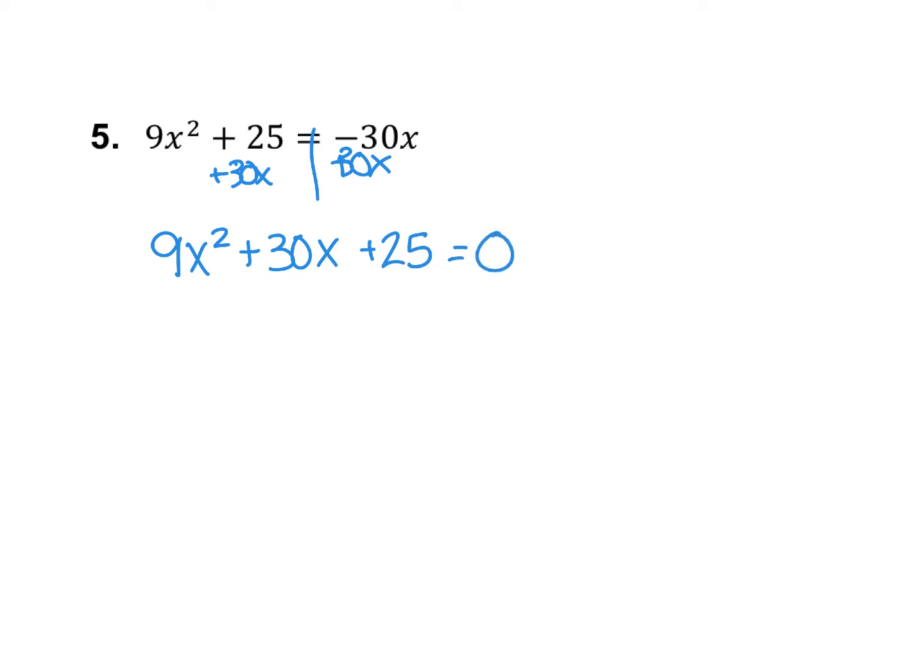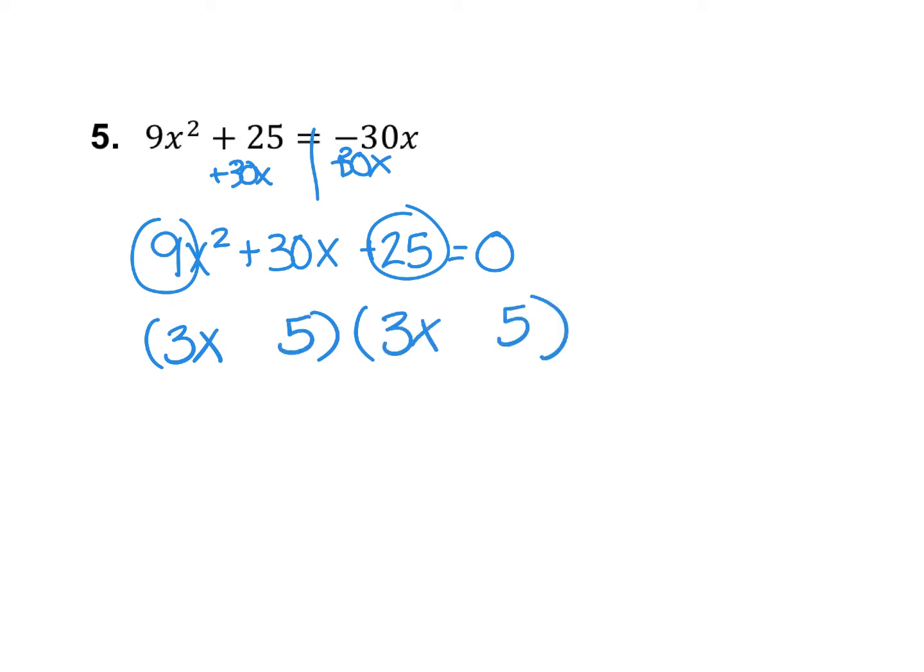Now notice this one, we have those squares. So for this one, you're going to have 3x and 3x, and we're going to have 5 and 5, and because I have a positive 30, then I'd have plus. So notice then I'd have 30x, or 3x plus 5, so 3x plus 5 is going to be equal to 0. And we only have to do 1 because they're the same. And I'll minus the 5 and divide by 3, so x is going to be equal to negative 5 over 3.